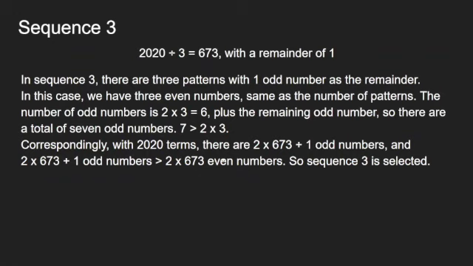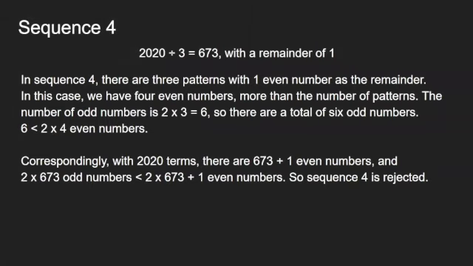So same thing with sequence 1. There are 7 total odd numbers plus the last one that remains. And 7 is greater than twice the amount of even numbers there are in this sequence. So same thing again, 2020 terms. There are 2 times 673 plus 1 odd numbers. And 2 times 673 odd numbers is greater than double the amount of even numbers in this sequence. So sequence 3 is also selected.